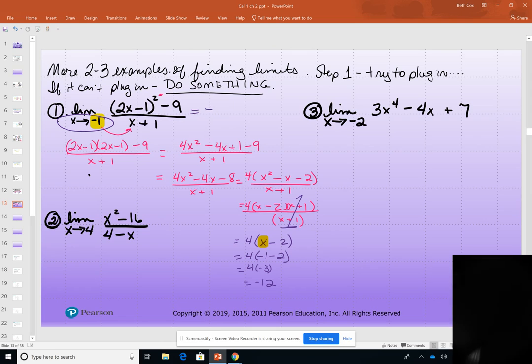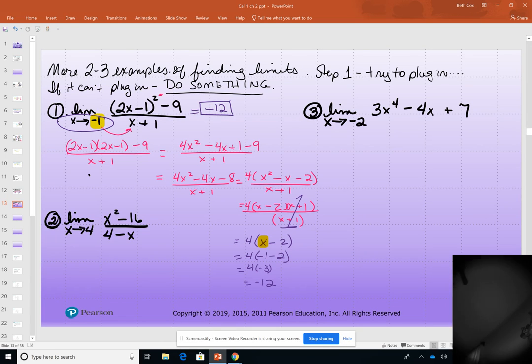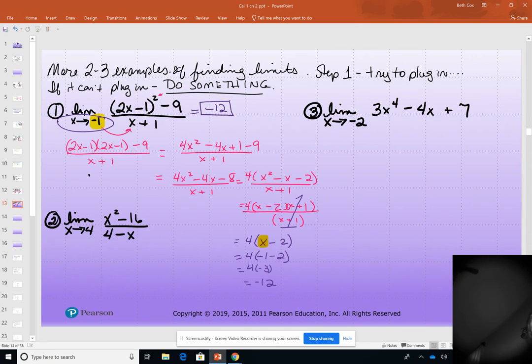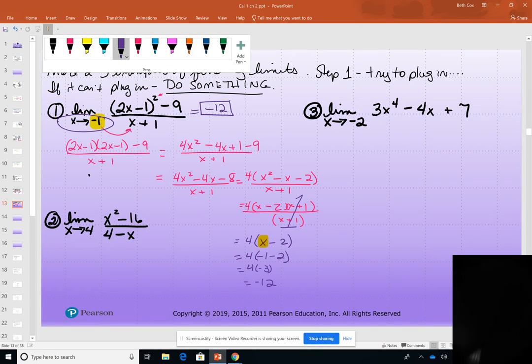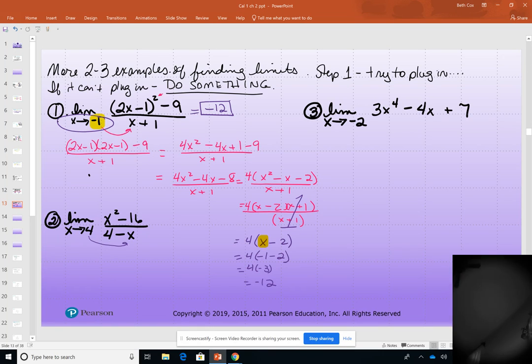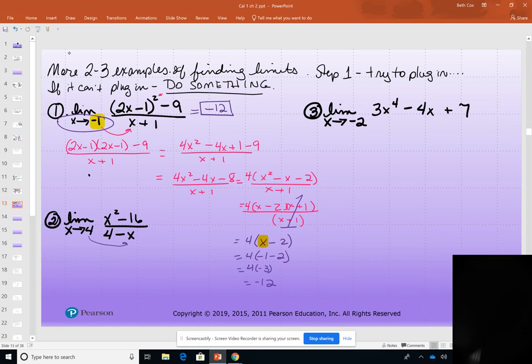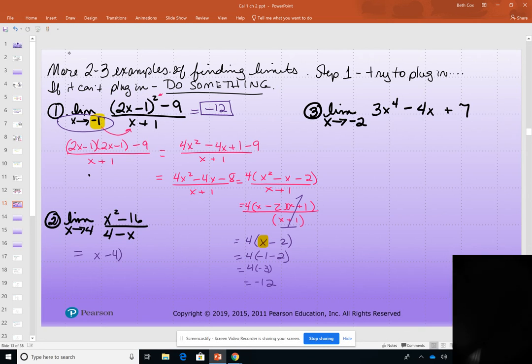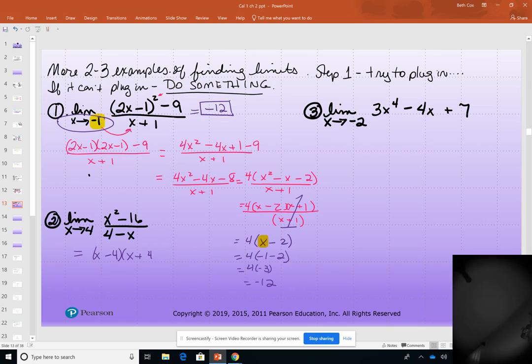So again, if you can plug it in, great. If you can't, you've got to do something. All right? So let's look at the second one. I can't plug in 4. I already know I can't plug in 4. So if I try to put a 4 there, that's not going to work. So I'm going to have to do something, and I can factor this. Just like I did before, I can take my numerator, and I recognize that as a difference of squares.